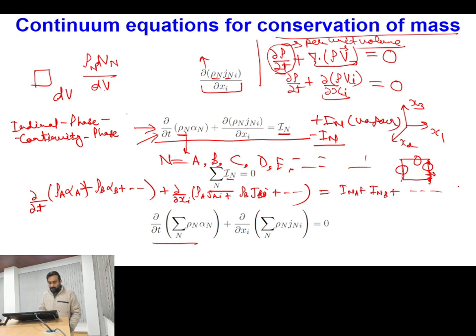Now the first term I can write simply as the summation over n of rho n alpha n, and the second I can write as the summation of rho n j n i equal to 0, because in the right hand side the summation of all interaction terms becomes equal to 0. So this particular equation does not account for any individual phase, rather it includes all the phases in a single equation. This is called the combined phase continuity equation.